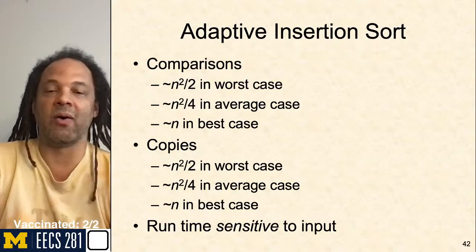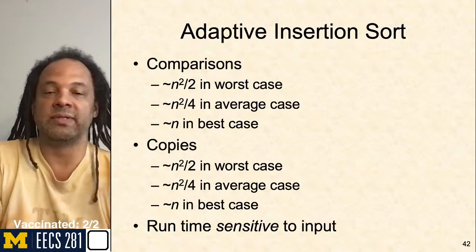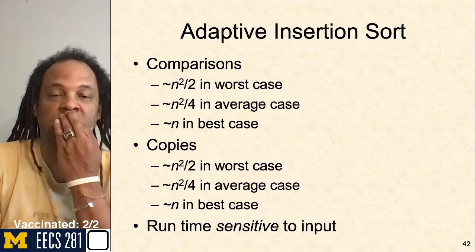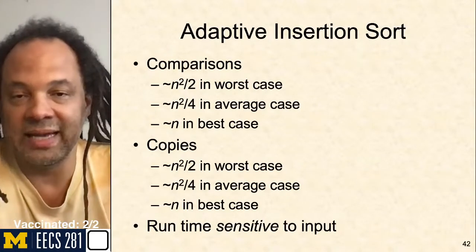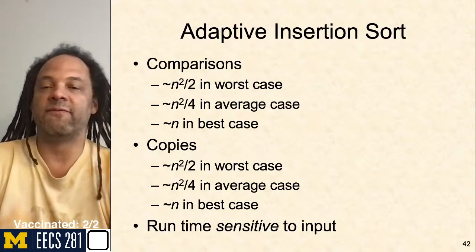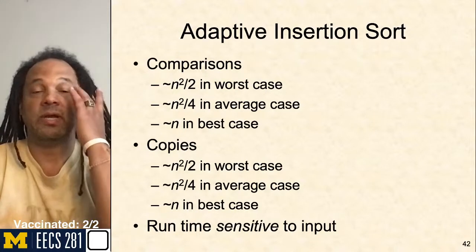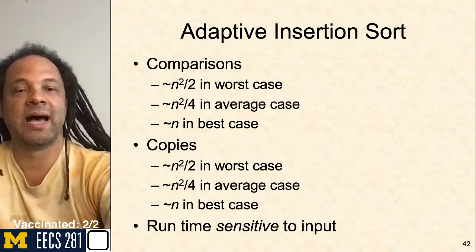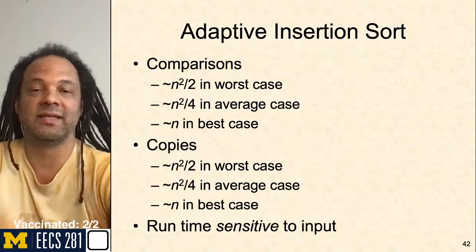When I'm talking about copies, this is the number of data writes that I'm doing. It was n squared over 2 in the worst case, n squared over 2 in the average case, and now it's n in the best case. But we know that we're doing fewer of them because we're not doing 3 times as many for the swaps than we need to do for the moves. Runtime is now sensitive to input, and it makes insertion sort as fast as it can be.